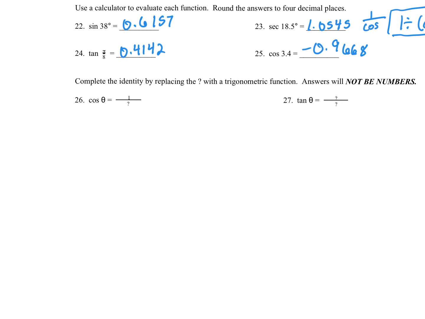Complete the identity. So this is without numbers. Cosine, isn't cosine the inverse, 1 over what? Well, it's the inverse of secant. Tangent. Tangent is actually sine over cosine. It's sine of theta over cosine of theta. So that is all you have to do. Remember, these are trigonometric functions, and that's it.